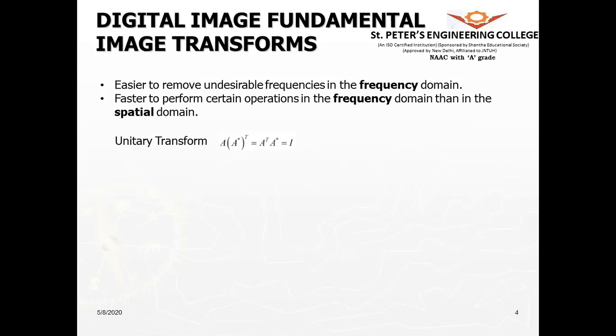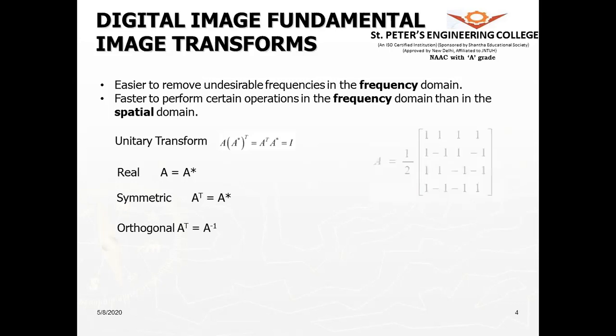Next, when we say a matrix is real, that means the matrix is equal to the conjugate of the same matrix. Next, we say it is symmetric when the transpose of the matrix is equal to the matrix itself. We say it is orthogonal when the transpose of the matrix is equal to the inverse of the matrix. So these are some of the terms that we have to know.